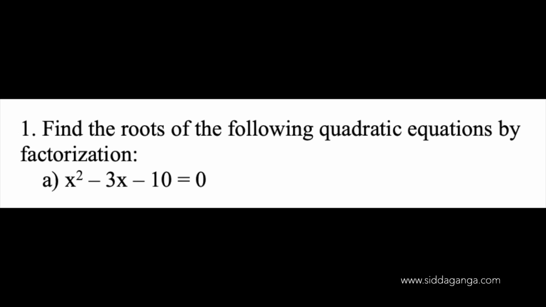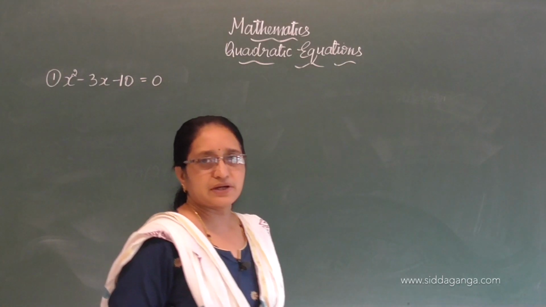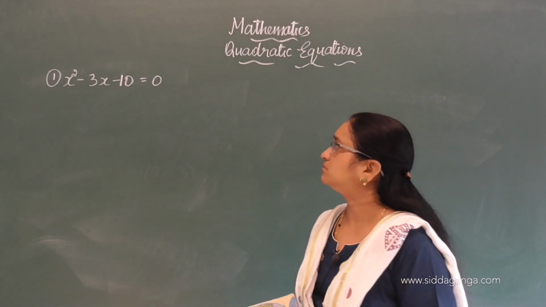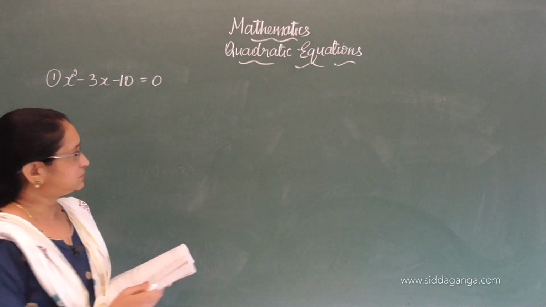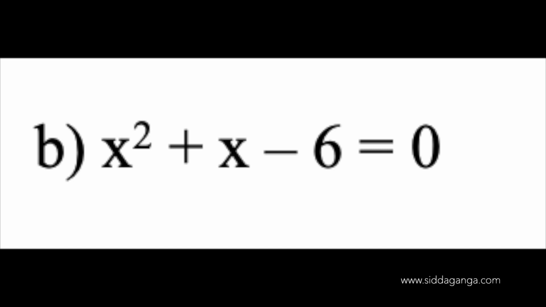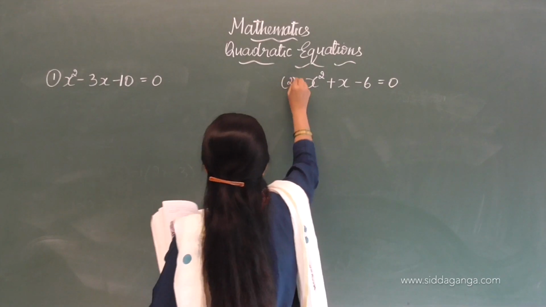(4.2) Find the roots of the following quadratic equations by factorization. So first one, x square minus 3x minus 10 is equal to 0. We have this equation now. So let us find out the solution by using factorization. Okay. One more I will write, x square, second one, plus x minus 6 is equal to 0.